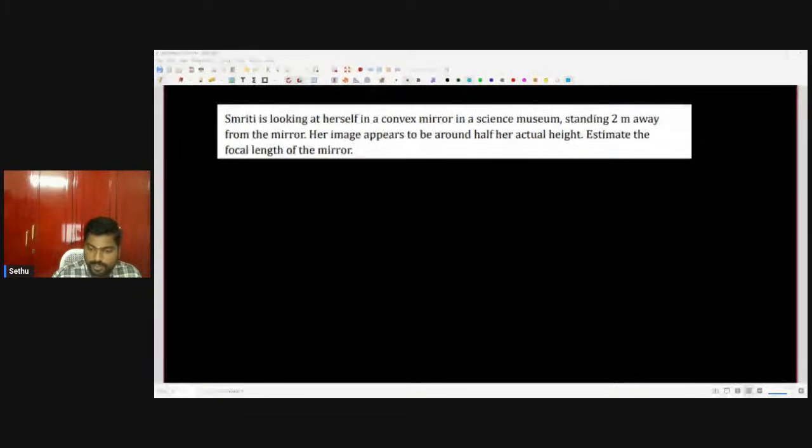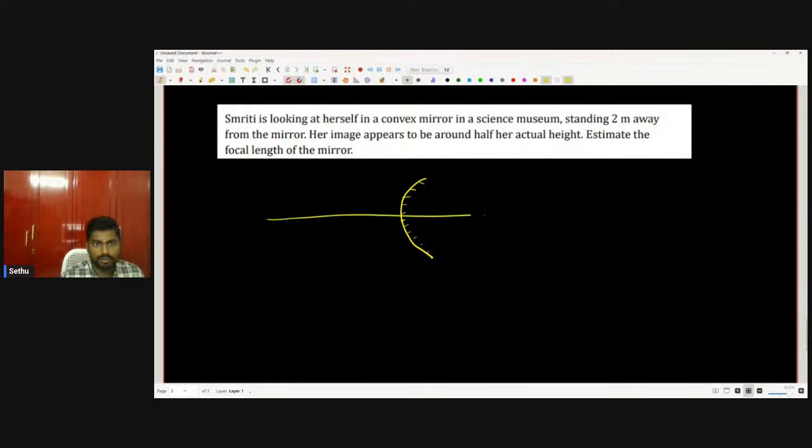All right, let's try this question. So what do we do? First, draw the diagram. So this is a convex mirror, right? So you have a convex mirror. Smriti is looking at herself in a convex mirror in a science museum, standing 2 meters away from the mirror. So this is 2 meters.